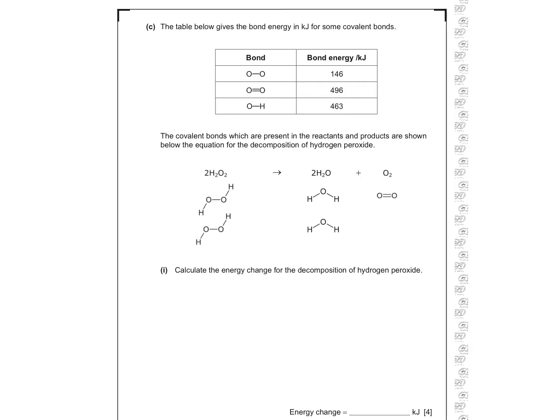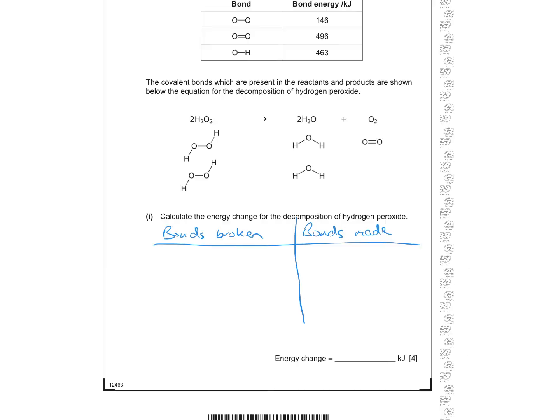Part C, then we have to calculate the energy change for this reaction. So I'm just going to do a simple table here for bonds broken and bonds made. And then we have the bonds broken. Well, you can see that there's an OH. Now 2, 3, 4. So there are 4 OH bonds. So again, I'm just going to write it out like this so you can see clearly what it is. That's going to be 4 times 463.